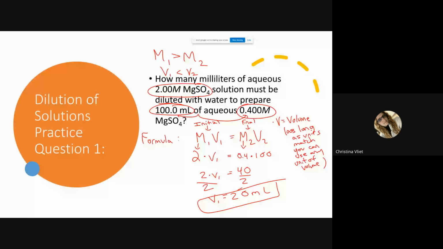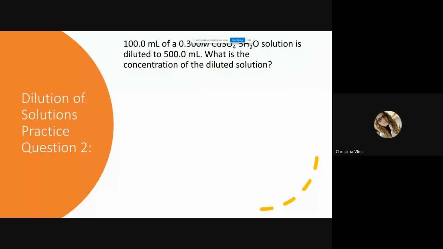All right, question 2. Let's try this again. 100 milliliters of a 0.3 molarity copper sulfate solution is diluted to 500 milliliters. What is the concentration of the diluted solution? So underline your key important things: volume, concentration, volume. Because I have 3 givens. 2 of them are volume. And it says the keyword dilution. What's my formula?